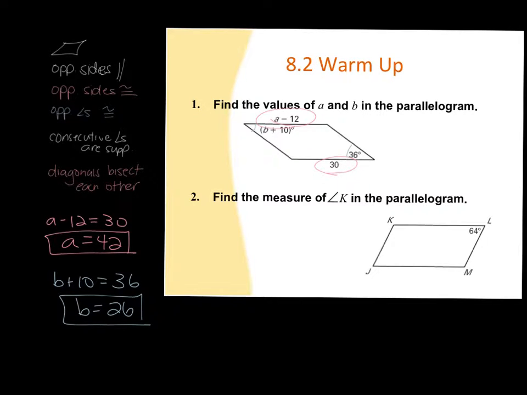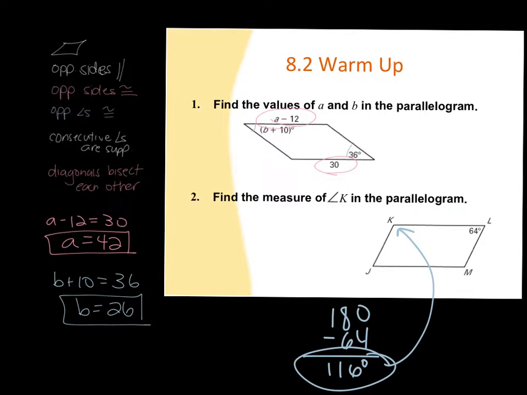2 says find the measure of angle K in the parallelogram. So I'm given that angle L is 64. What's the relationship between angle L and angle K? Supplementary. So 180 minus 64 tells me that angle K is 116 degrees. Questions on that one?